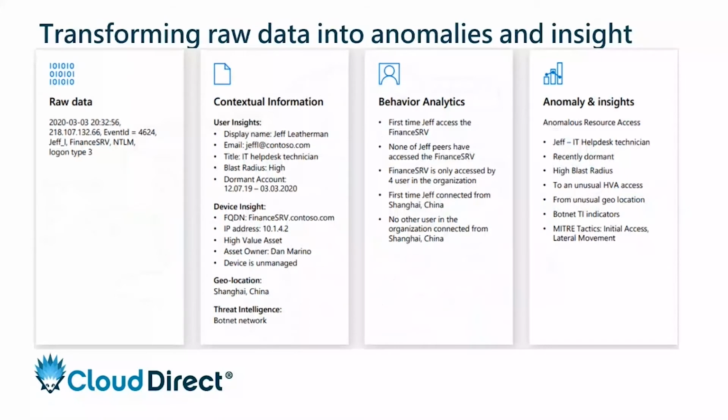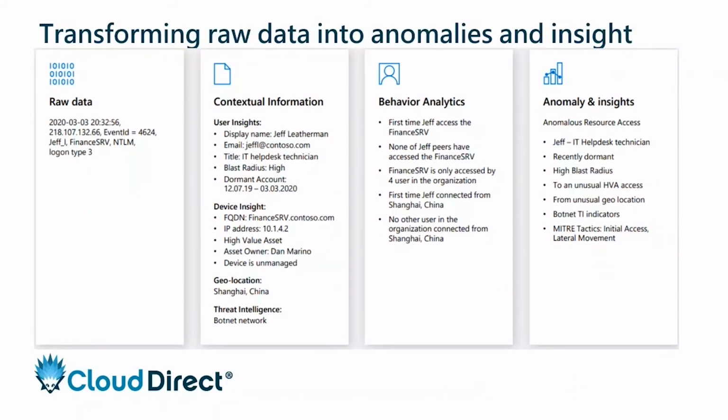So you've got the kind of user information there. So, name, email address, what they do, their blast radius, when the account was last used, and looking at the devices that that user ID is being used to log into. So in this specific example, you can see that the user's blast radius is high, so he's a help desk technician, so presumably he's got admin access to a number of different systems across the estate, and it's a dormant account as well, so it's not being used between those two dates there, so July 2019 through till March 2020. The device he's connecting to is a finance server, so high value asset.